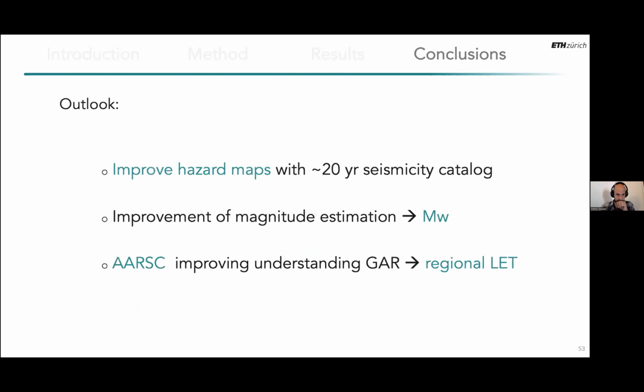So with this, of course, that is one of the outlooks of our studies. Another possible study could be to convert our local magnitudes with moment magnitude scaling, maybe using updated attenuation functions for the subregions eventually. And also, of course, the dataset can be used, and is currently under investigation, for a regional local earthquake tomography that may help even further the understanding of the GAR seismotectonics.